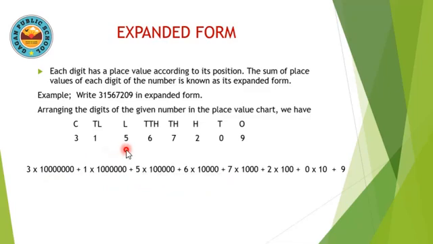Like with 5 lakh, 5 multiplied by 1 lakh, then 6 into 10,000, then 7 into 1000, 2 into 100, 0 into 10, and then 9 into 1. And you have to put the plus sign among these place values. Okay, this is the expanded form. And I hope everyone has understood, as you have done it in your last class also.